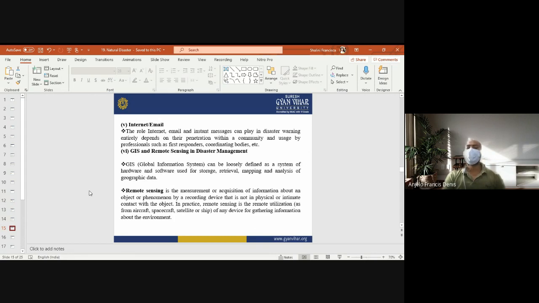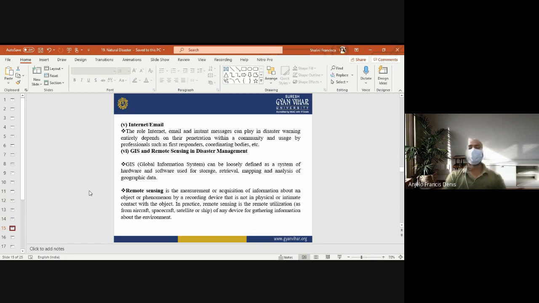So next is internet and email. We all are well known to internet and email facilities. For sending any kind of news, we can instantly message and inform a person regarding such kind of activities. Then GIS and remote sensing in disaster management.